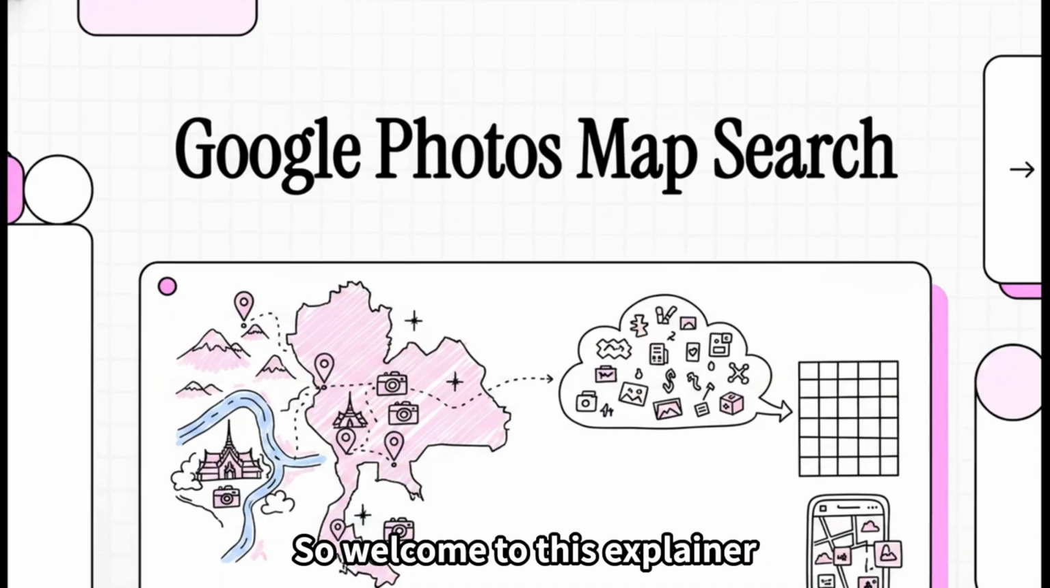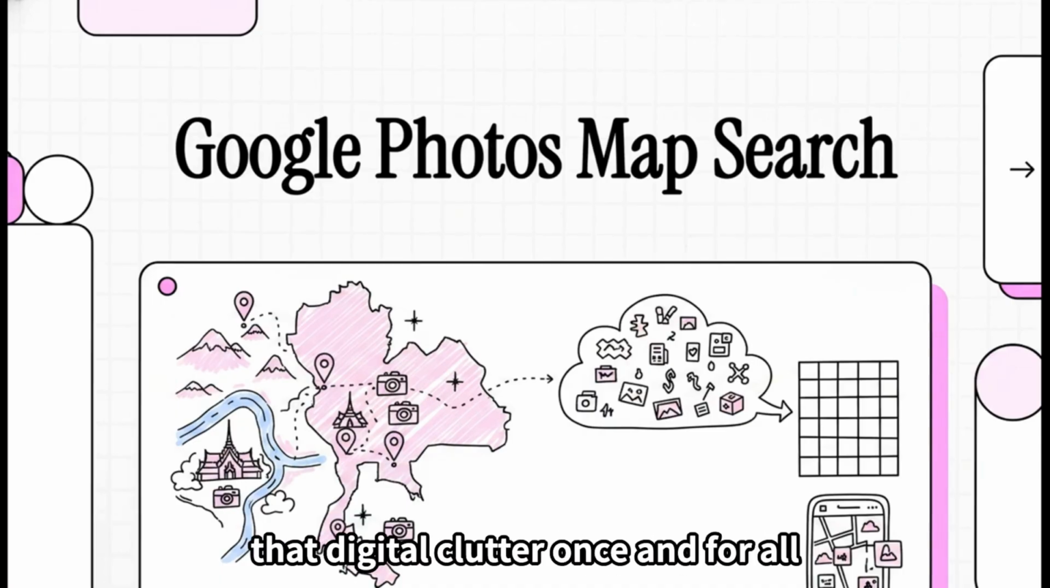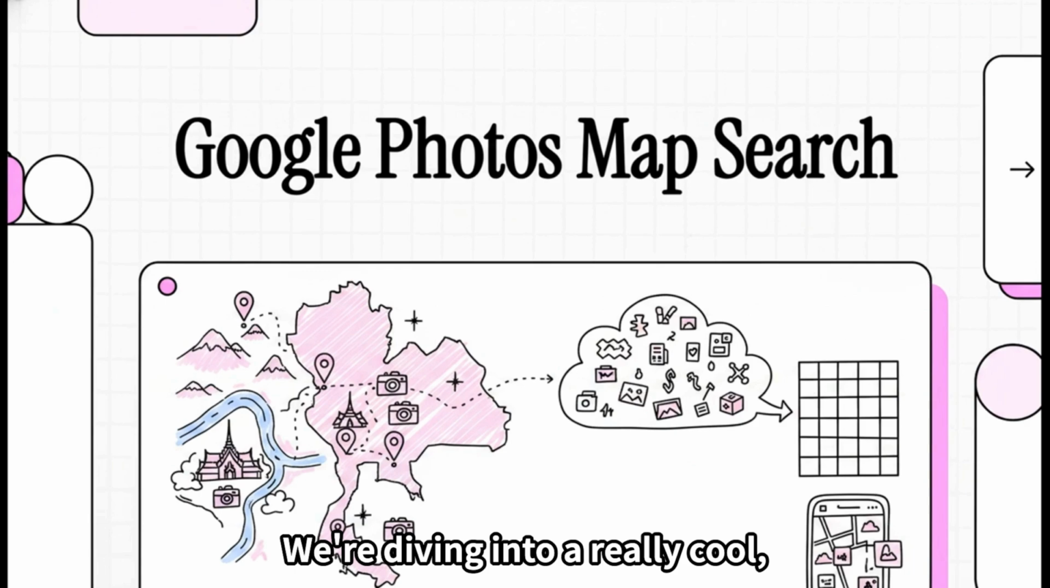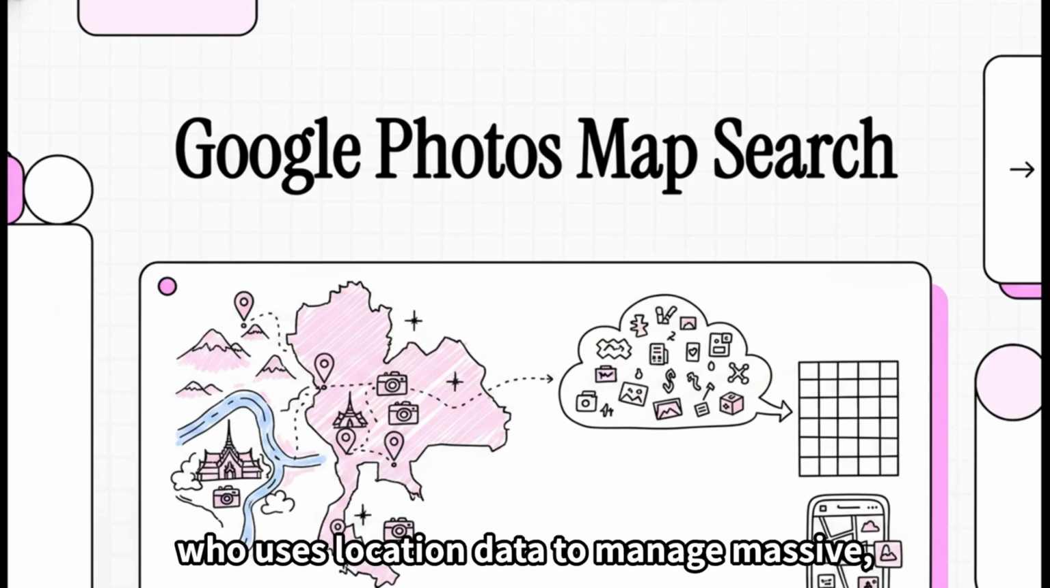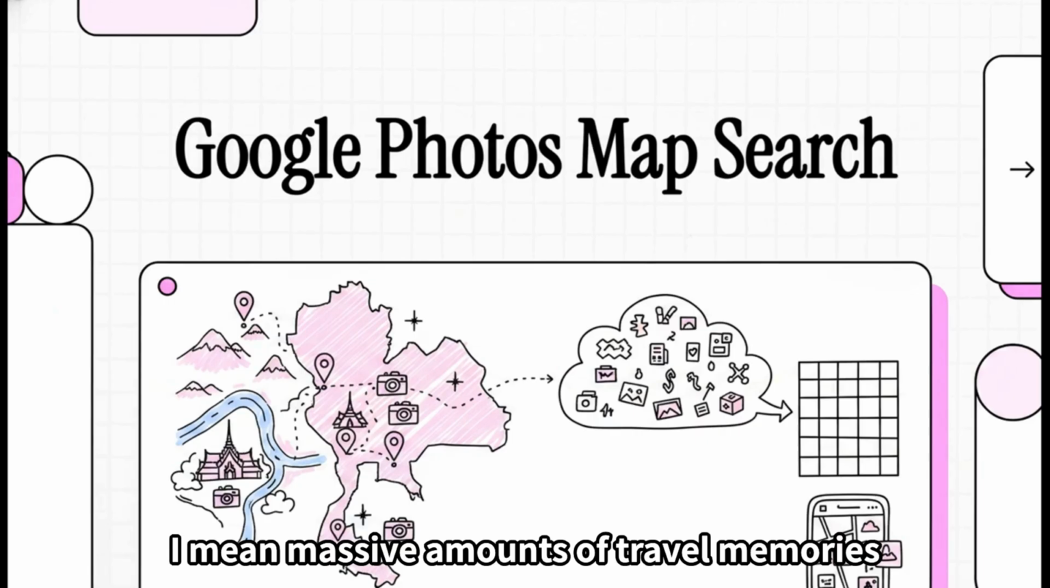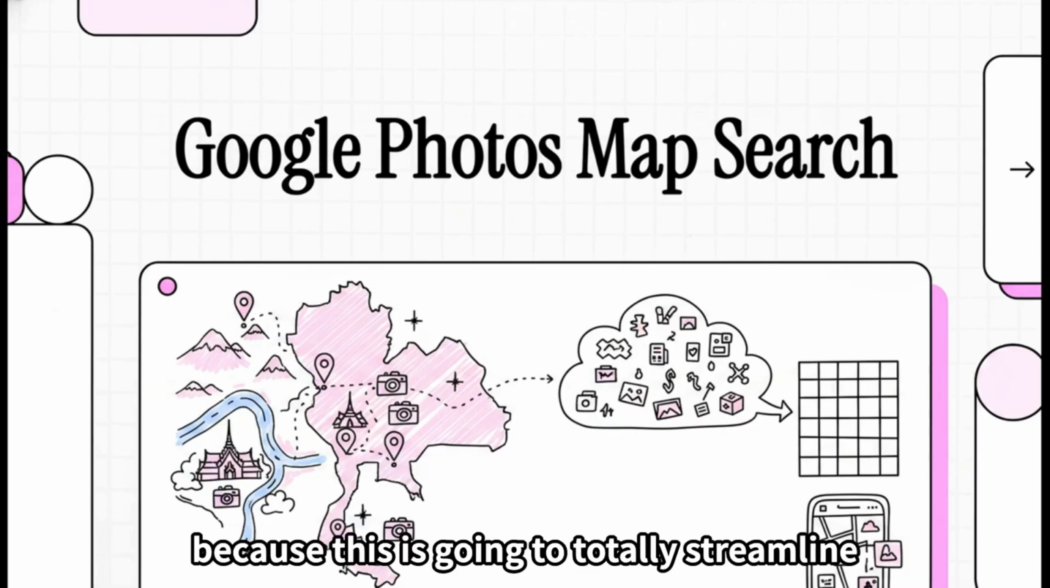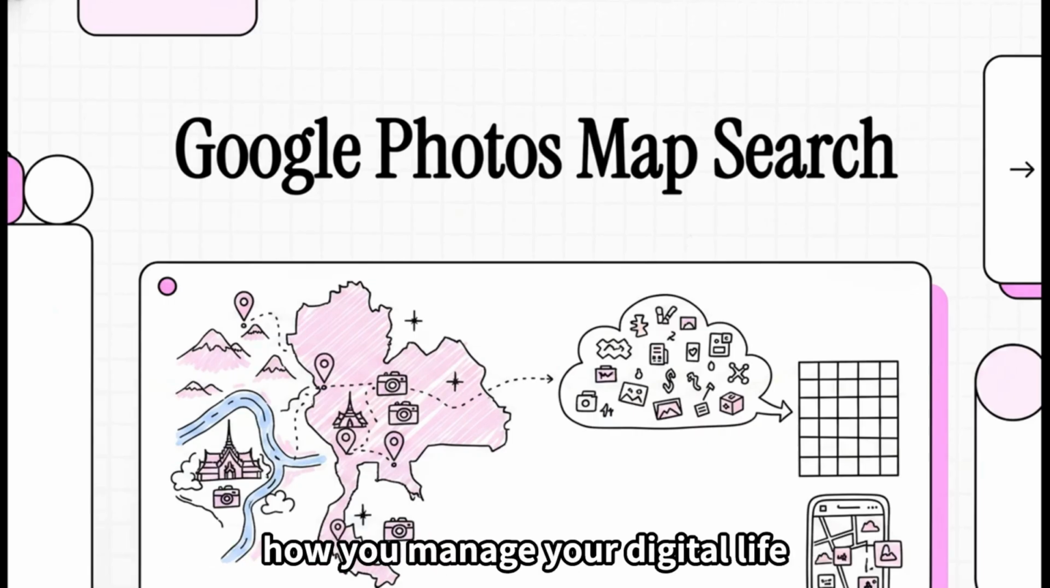It's a completely universal struggle, but hey, it absolutely doesn't have to be your reality anymore. So welcome to this explainer. Today, we are finally going to fix that digital clutter once and for all. We're diving into a really cool, highly effective strategy from Shinji, a creator based out in Chiang Mai, who uses location data to manage massive amounts of travel memories. Get ready, because this is going to totally streamline how you manage your digital life.